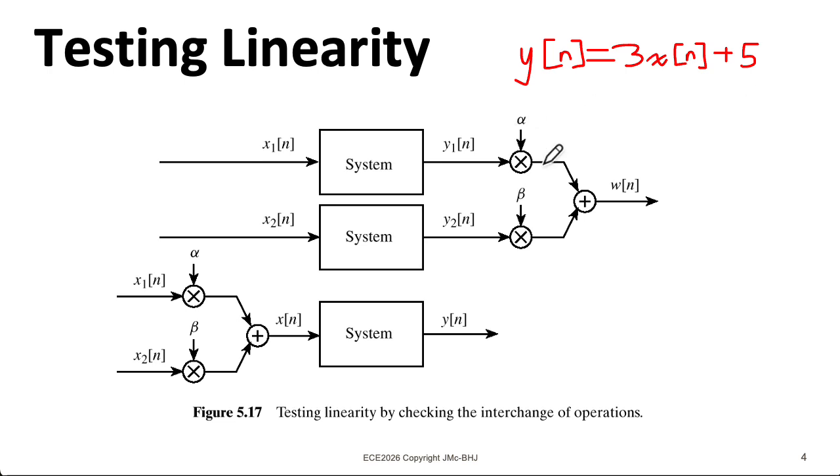For right now, forget about alpha and beta. Let those be 1. Now, if I wind up adding 5 here, and I wind up adding 5 here, and then I add those together, I wind up with a plus 10 out here. But if I look down here, I add these things together, that goes in, I wind up with just a single plus 5 down here. So I wind up with plus 10 up here, I wind up with plus 5 down here. This system is not linear.